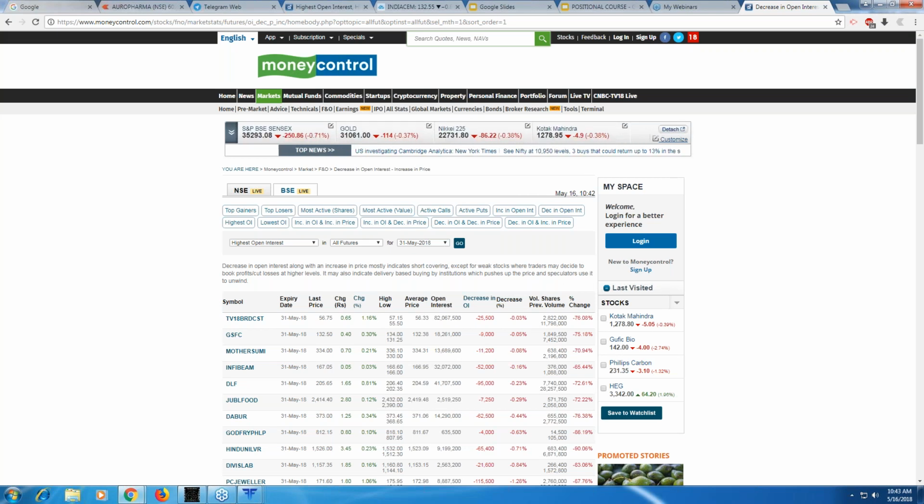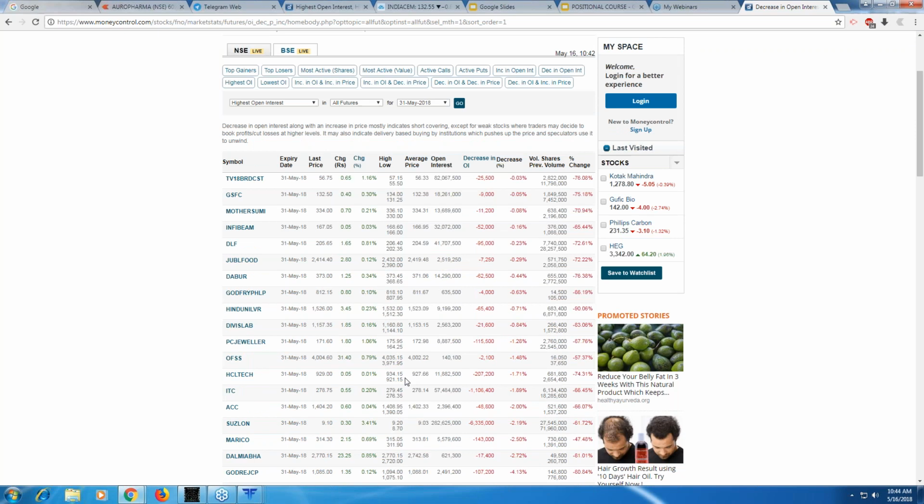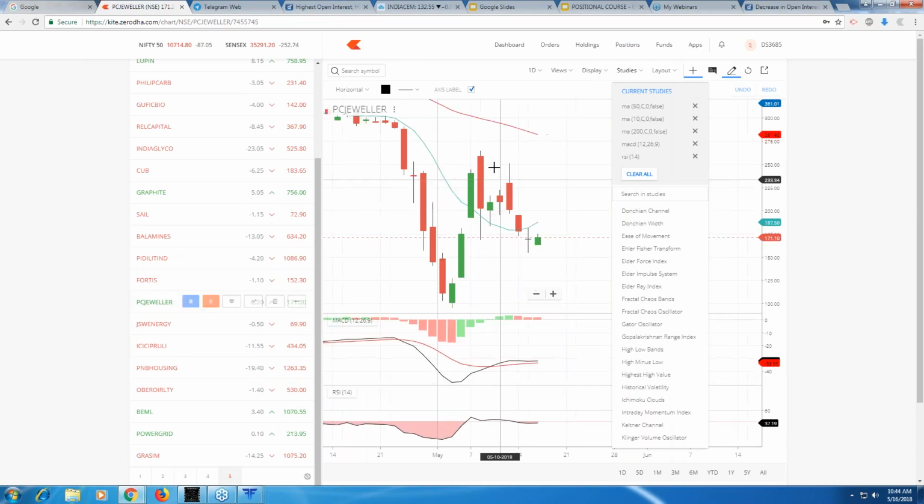So it means short covering. Those who have shorted are buying it back, right? For example, people must have shorted in PC Jeweller. Now people are buying it back. Let me show you what's happening in PC Jeweller. See here, the stock was in a downtrend, but today people are buying back. They are covering up their shorts, right? That is what you see.